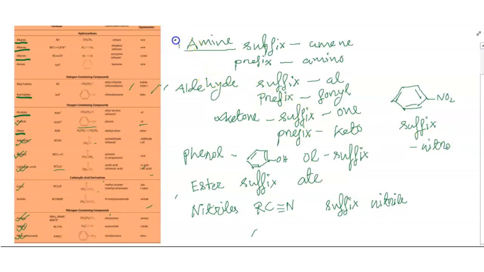One is amine. I have already discussed amine, aldehyde, ketone. Ketone is very important. Phenol is very important. Ester, nitriles, and another is nitro. Nitrile group. Nitrile is the suffix. Nitrile groups. Nitrile is also a suffix. Another is nitro groups. Nitro compounds. This compound is called a nitro compound.